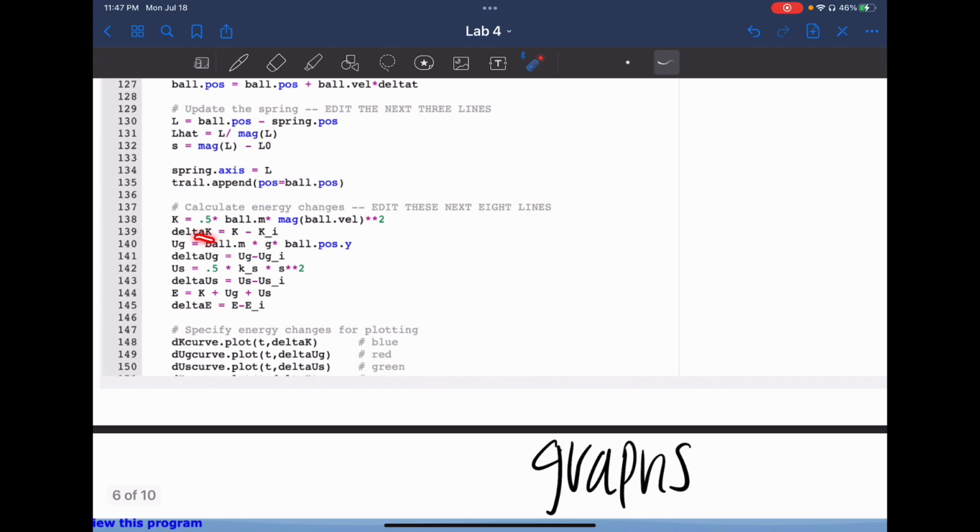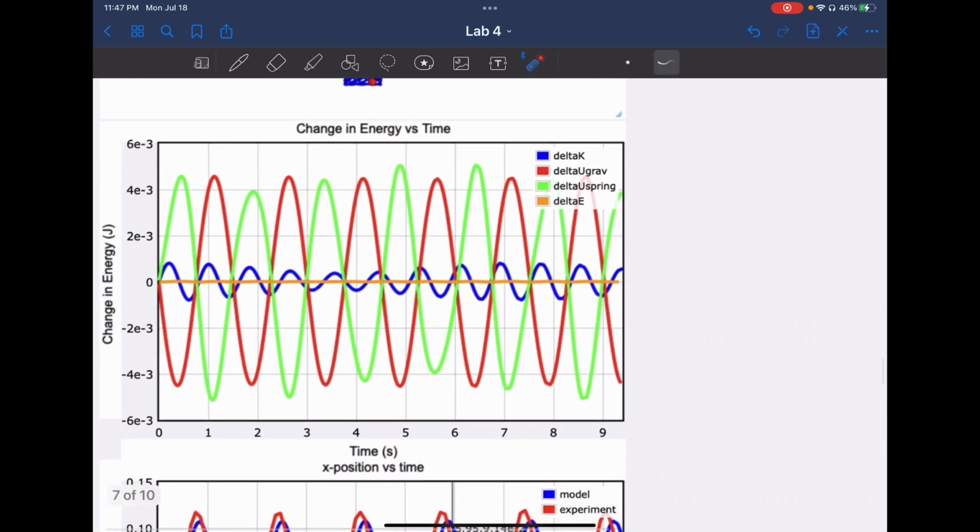We had to calculate delta K, delta U grav, and delta U spring, and then we also had to calculate the change in the total energy, and that was plotted on these graphs. This is the change in the energy, which was zero, and then this is the spring, this is the gravitational energy, and as you can see, when the spring is up here, the gravitational energy is down there, which makes sense. And this is oscillating twice as fast as everything else is, the kinetic energy.